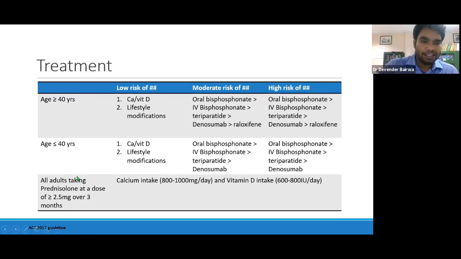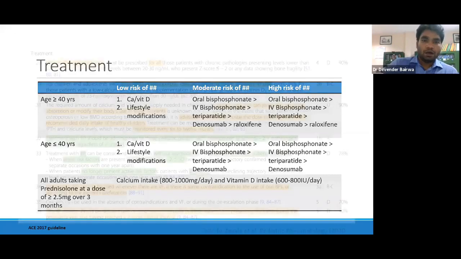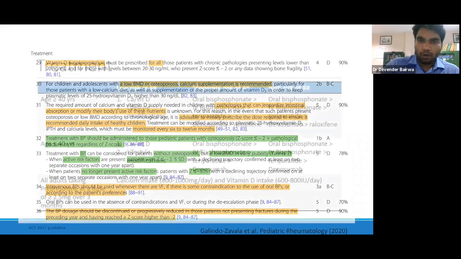So all adults taking prednisolone at a dose of more than 2.5 mg over 3 months, irrespective of their risk category, everybody should be getting calcium and vitamin D in adequate doses: 800 to 1000 mg per day of calcium and vitamin D 600 to 800 international units per day. It has to be given to everybody. Now, this was about adults.